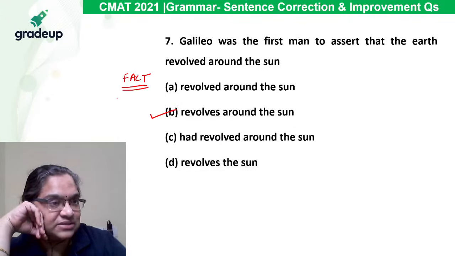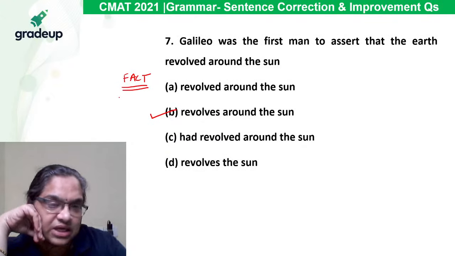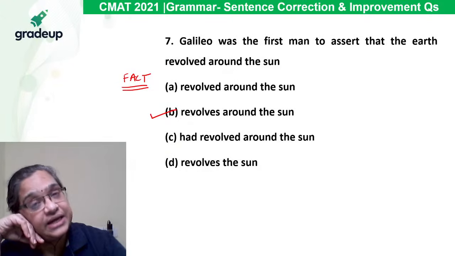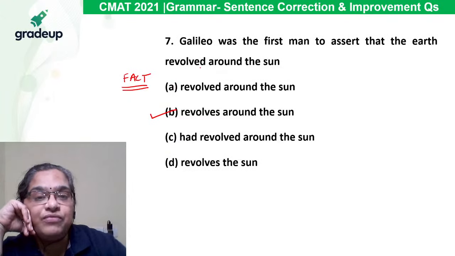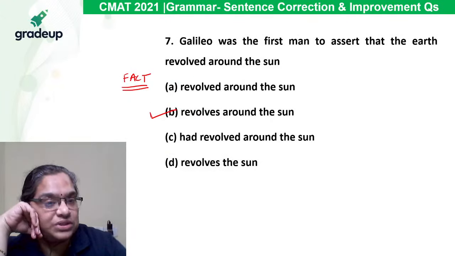All facts. Earlier also it went around the sun. Now also it's going around the sun. It's likely to go around the sun. Therefore you say revolves around the sun.